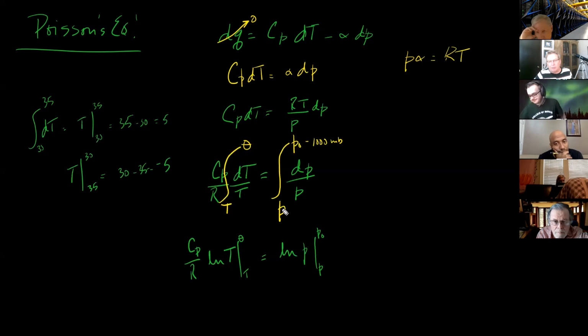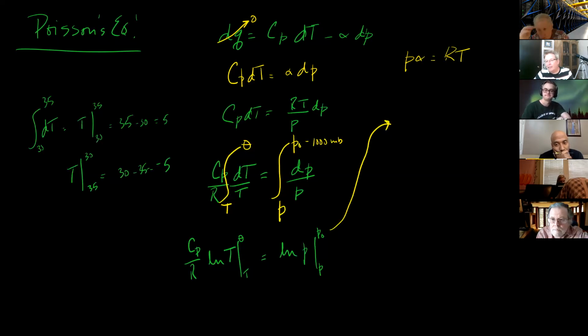I think this way is better because I want to say I'm taking a parcel from some pressure to 1,000 millibars, from here to there. Those are good questions, because you need to understand what flipping limits does. It just reverses the order of operations, 35 minus 30 as opposed to 30 minus 35. I just wondered why you had them flipped compared to the book. Exactly, and that's why it's a good question.